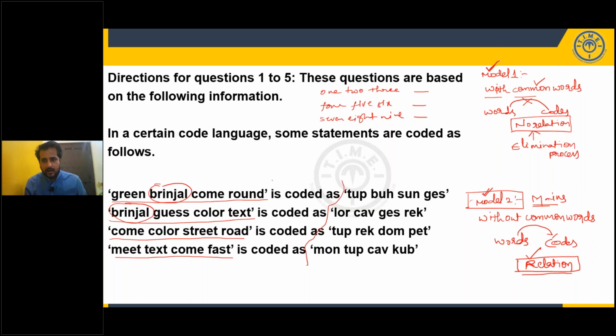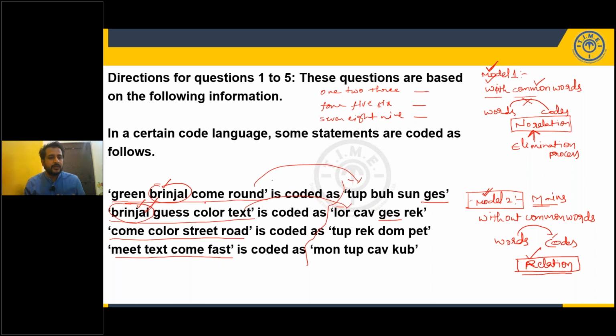I hope it is clear what model 1 is and what model 2 is. If there are some common words in the given statements, it comes under model 1, with common words. If there are no common words in the given statements, then it comes under model 2, without common words. If it is model 1, you have to identify the code for each and every word using the elimination process. You will be having common words, so similarly you will be having common codes. For example, in these two statements, you have the common word brinjal. Similarly, in the corresponding codes of these two statements, you will be having some common code. What is that? GS.